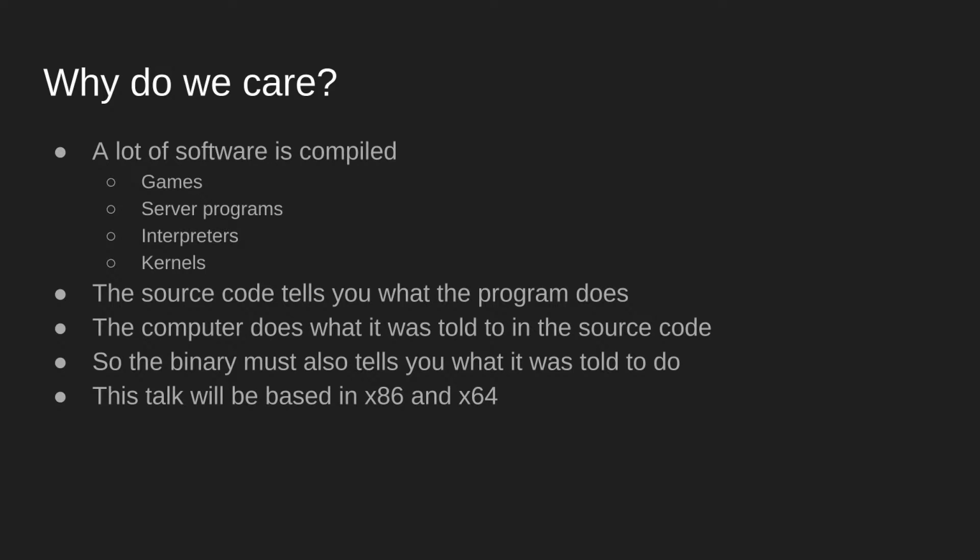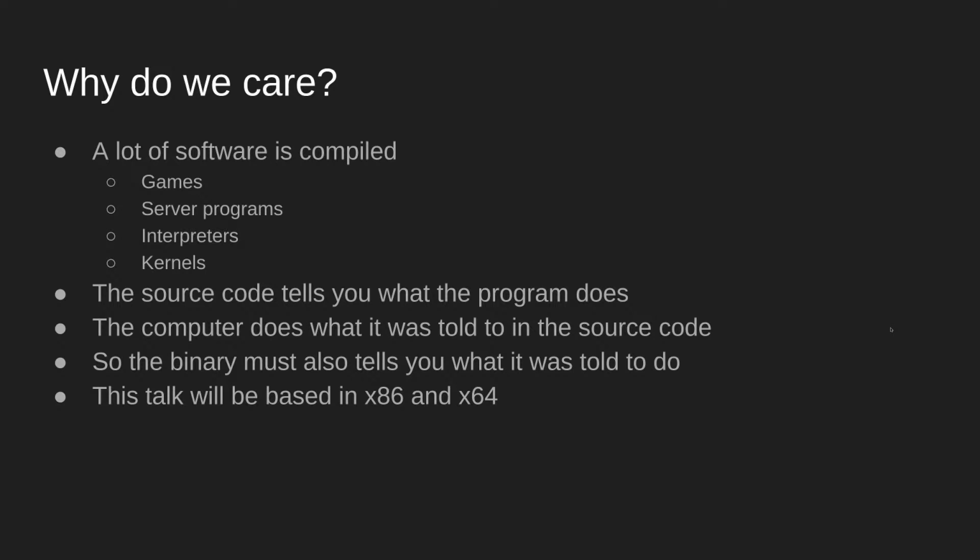And the most powerful piece of code on your computer, which has complete final say over what goes on, is your kernel. That's made of a mixture of C, C++, and assembler, which of course therefore exists as a binary on your machine. The source code that the binary is created from tells you what the program does, and the computer does what it was told to do by the source code. Therefore, this information must exist somewhere in the intermediate binary, which is actually run by the computer.